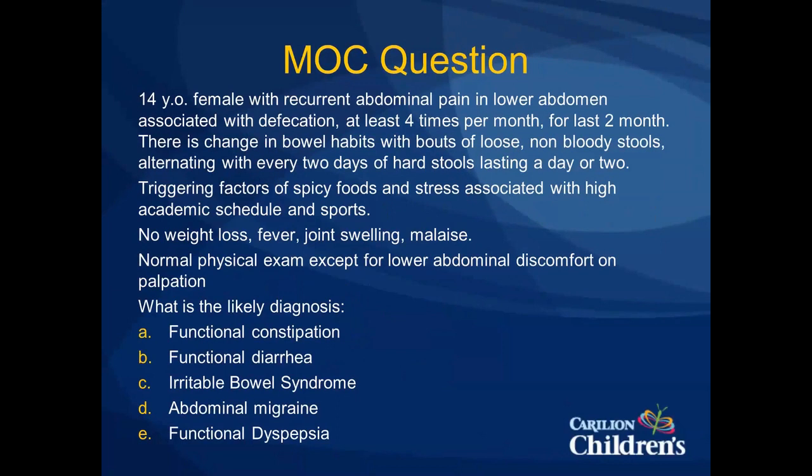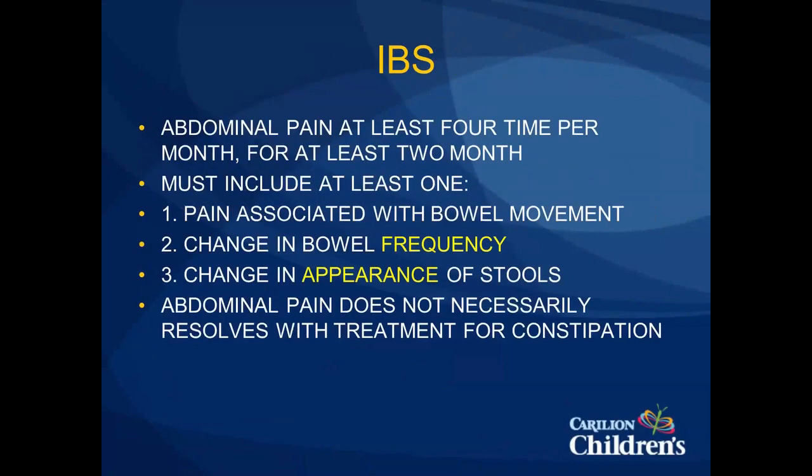Excellent. So irritable bowel syndrome. Basically abdominal pain is the major symptom, and it may happen 4 times per month for at least 2 months. Defecation-linked abdominal pain has a lot to do with rectal hyperalgesia. And they have changes in the frequency of bowel movements, sometimes too much, sometimes too infrequent, and changes in the appearance of stool. So sometimes diarrhea, sometimes constipation, or sometimes just one of them in a particular patient. So either they are diarrhea predominant or constipation predominant.